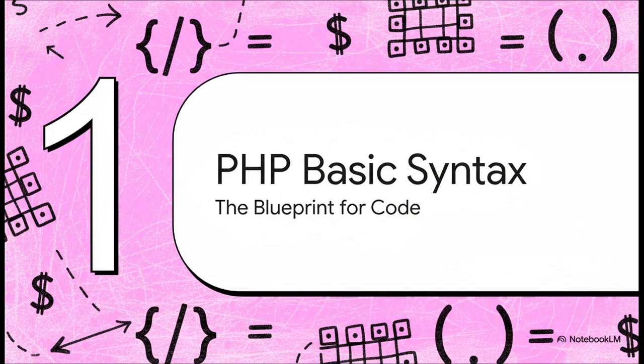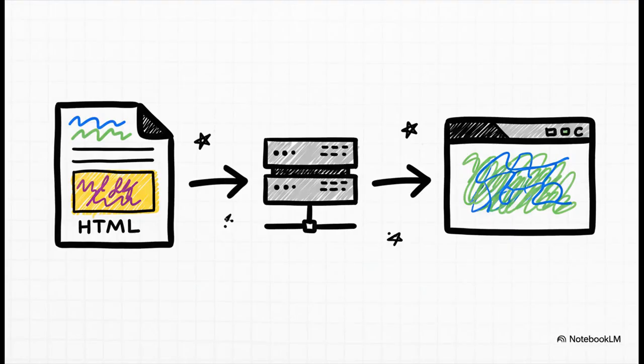Okay, first up, basic syntax. You should really think of this as the blueprint for your code. These are the fundamental, non-negotiable rules that basically tell the server, hey, this is PHP code. You need to run this. So rule number 1, every single piece of PHP code you write has to live inside these special tags, the opening PHP and the closing PHP. This is how the web server knows what's PHP and what's just plain old HTML. Everything inside those tags gets processed on the server before a single thing is sent to the user's browser.